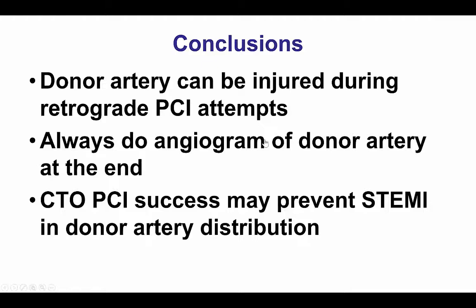This case shows that donor arteries can be injured when retrograde PCI attempts are done. And that is why it is very important to do an angiogram of the donor vessel at the end to confirm that there is no injury of the vessel. This is potentially particularly true for the Venture catheter, which has a fairly stiff distal tip, and movement of this catheter inside a vessel could cause a dissection, which was a likely cause of occlusion in this particular case.